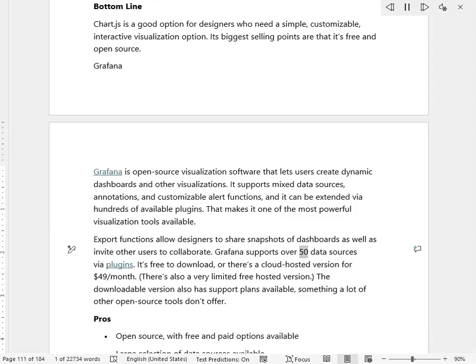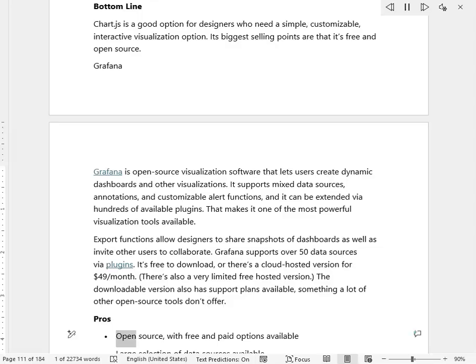Grafana supports over 50 data sources via plugins. It's free to download, or there's a cloud-hosted version for $49 per month. There's also a very limited free hosted version. The downloadable version also has support plans available, something a lot of other open-source tools don't offer.